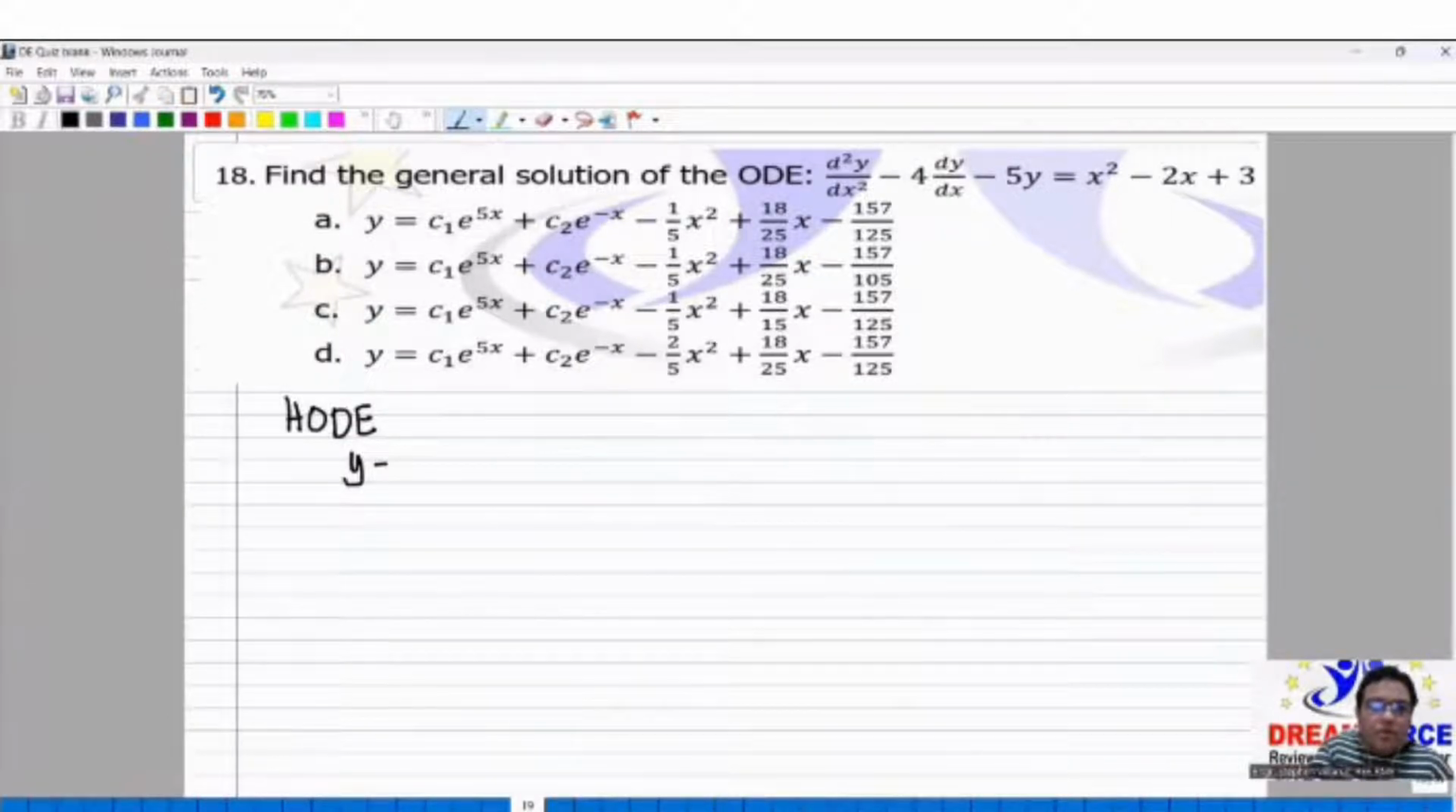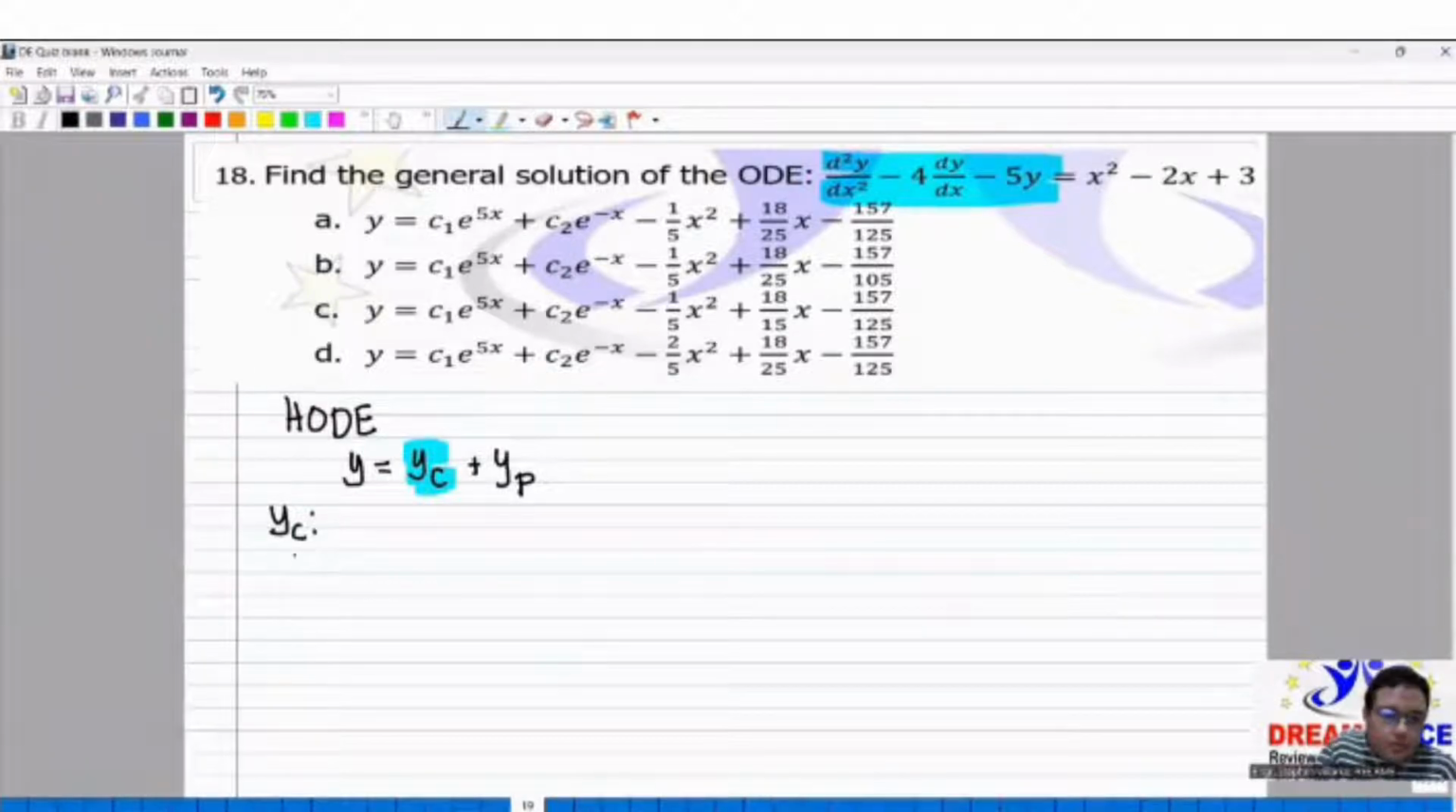Okay, so your y now or your general solution will be equal to what? Your y of your complementary solution or yc plus yp or your particular solution. So paano po tayo kukuha ng yc? For yc muna po tayo. So equate natin yung ating mga derivative and dependent variables with is equal to 0. So etong portion na to, equate natin yan sa 0.